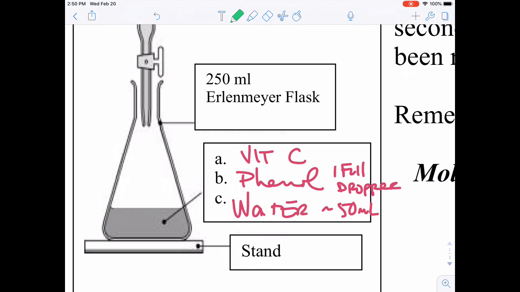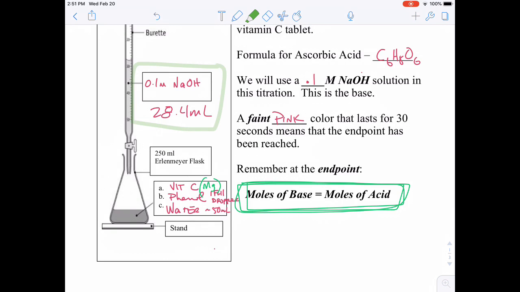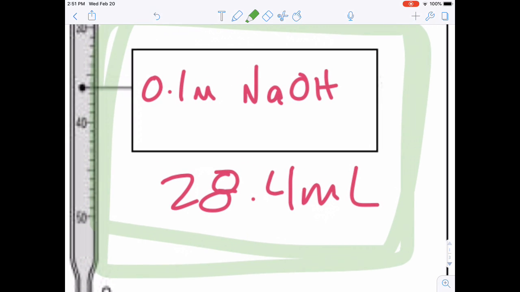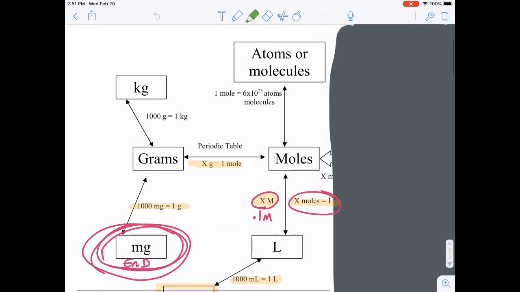Because if I look here, I don't know anything about vitamin C. I want to know milligrams. I just know I put a tablet in there and that's it. But I do know moles of base equal moles of acid. And I know a lot about the base. It's all about the base. Joke. So I look up here and it's 0.1 molar NaOH. I use 28.4 milliliters. So I cannot start at molarity because it is not a box on my mole map.